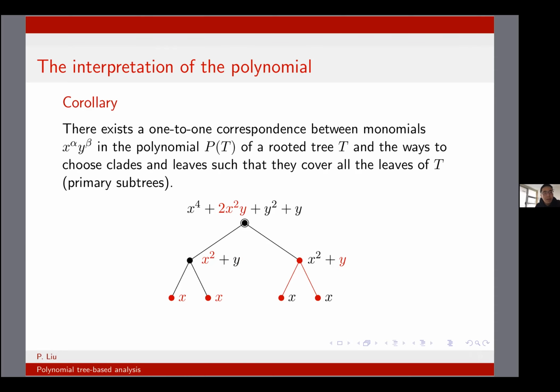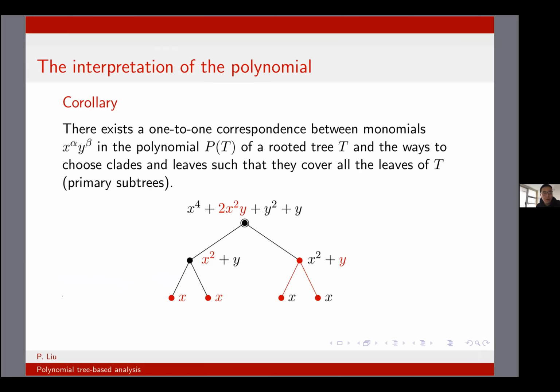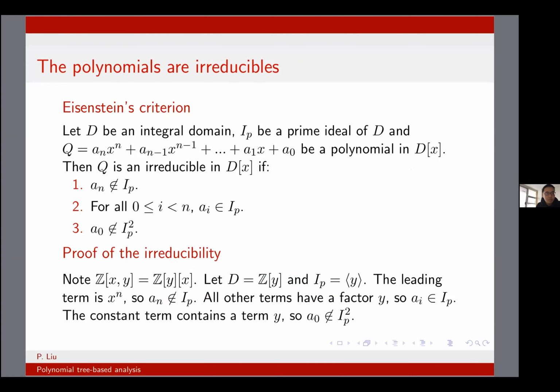times y. And why do we like this polynomial? Because, a spoiler, this polynomial has a one-to-one correspondence to the tree topology, or to the unlabeled trees. To prove that, it's actually a quite intuitive proof, and we're basically just proving that these polynomials are irreducible. So the polynomials are irreducible in z, x, y.